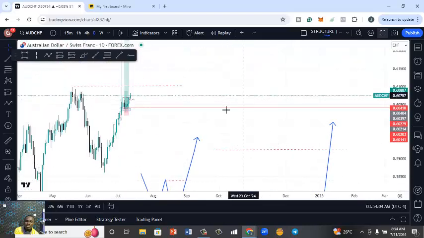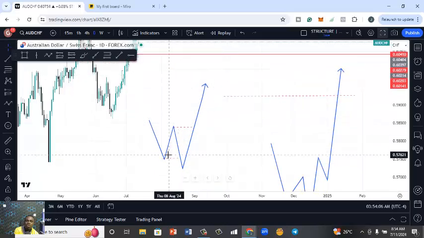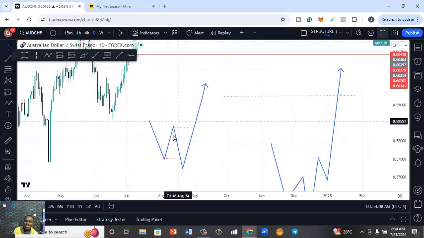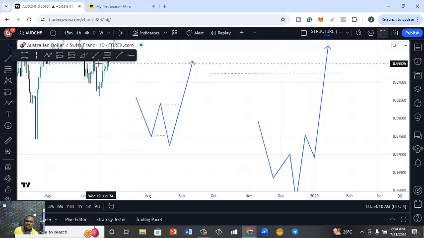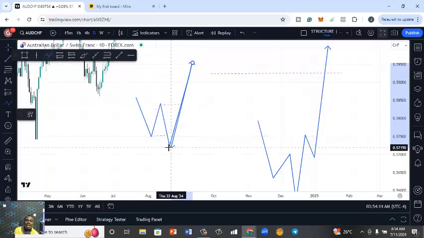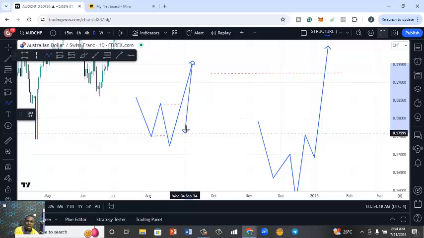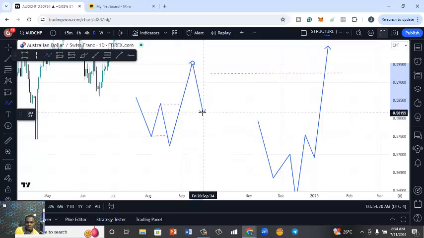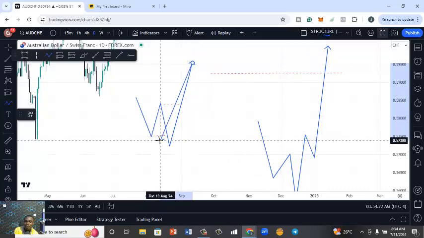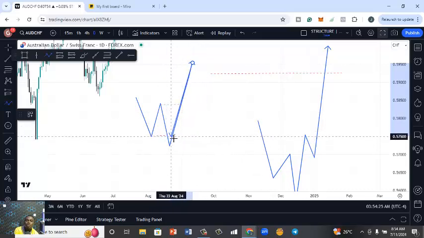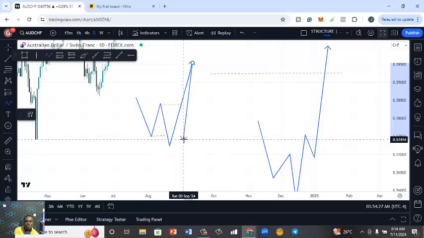The importance is that once you have your algo structure inside your bias, price will most likely not return back to that area where liquidity has been swept, the low that was swept.